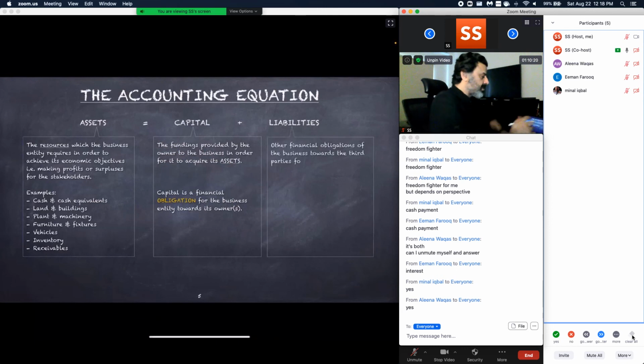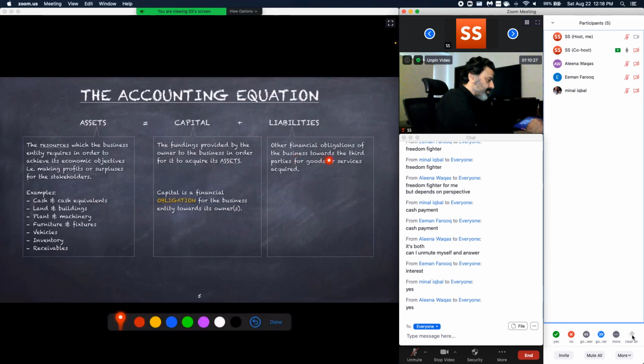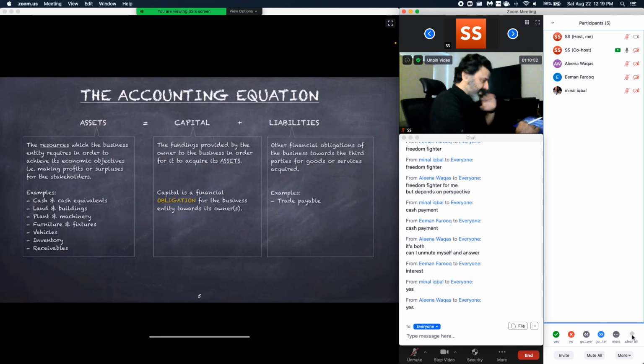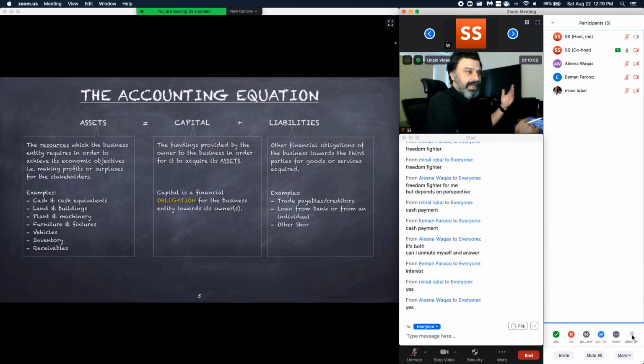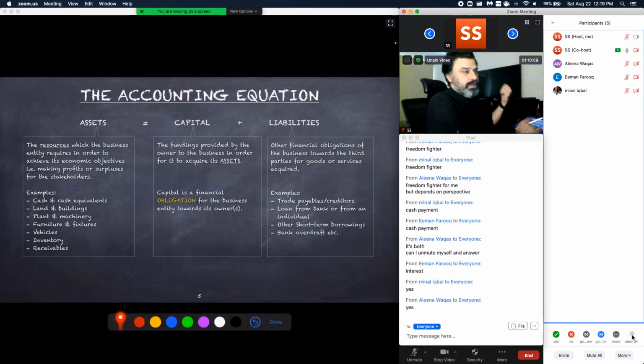And liabilities are other contributors, other financial obligations of the business entity towards third parties for goods or services acquired. So if you have goods, services, or cash borrowed from anyone other than the owner, that person is not your owner, but that person has contributed towards your assets just like the owner, and will be categorized as a liability. Examples are trade payables or creditors. Creditors are the people the business owes because you bought some goods or things and haven't paid for them, and you promise to pay them in future. So trade payable or creditor means the same thing, right?